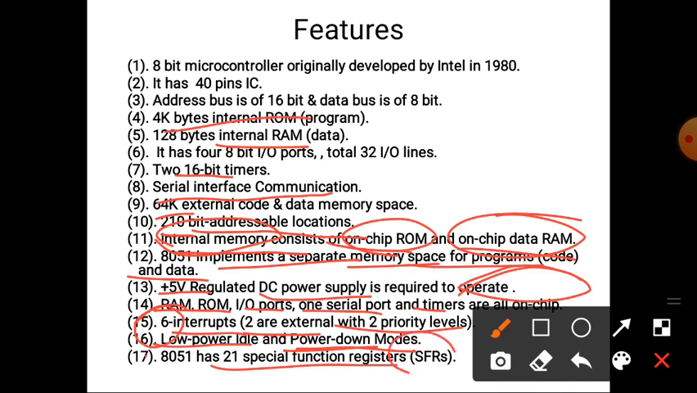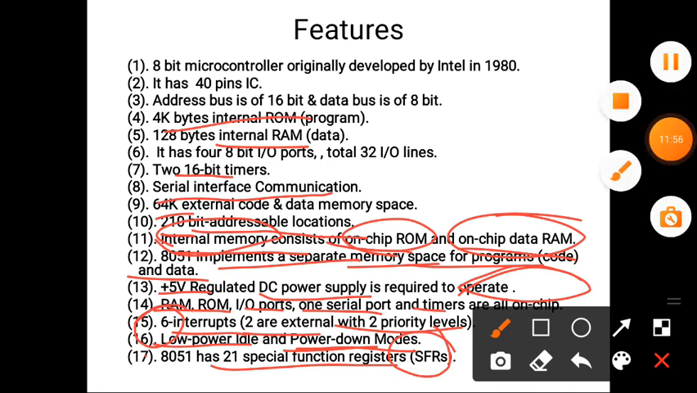So the special function registers are SFR, the special function registers.